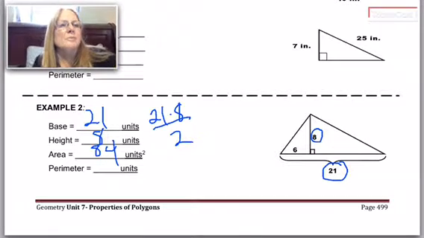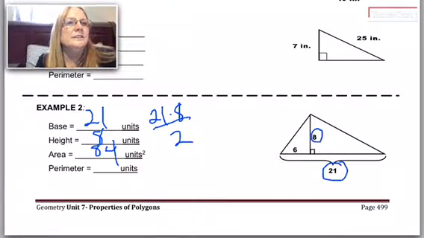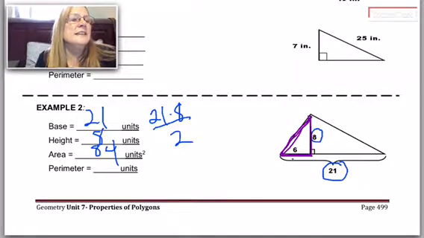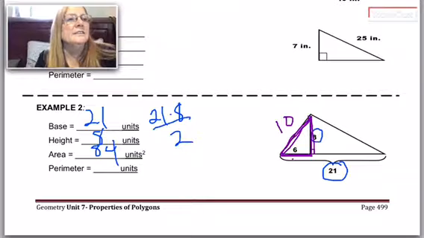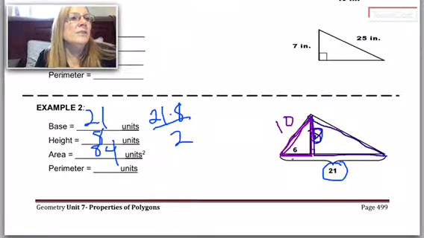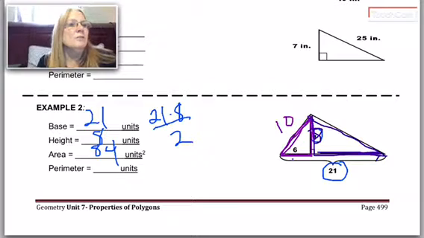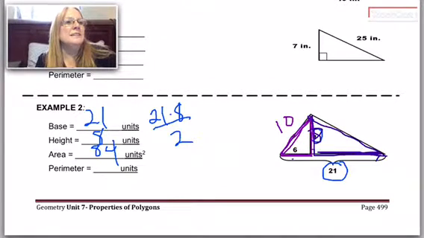But now for the perimeter, we're probably going to have to split this up a couple ways. Here we have a right triangle that's 6 and 8, so that's a triple, and that would be 10. And then we need to look at this triangle. This side is 8. How far is it from here to here? We need 21 minus 6, and that would be 15.